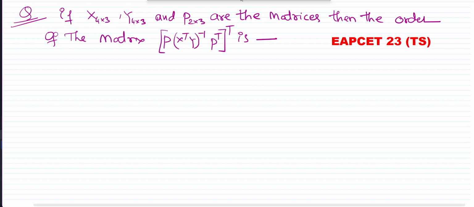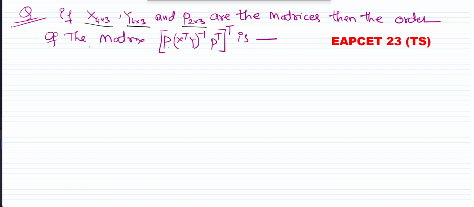This is the next question from Matrices, EAPCET 23 TS. Here, capital X is given with order 4 by 3, capital Y is 4 by 3, and P is 2 by 3 matrices. Then the order of the matrix P into (X transpose Y) whole power minus 1 into P transpose, whole transpose, is dash.